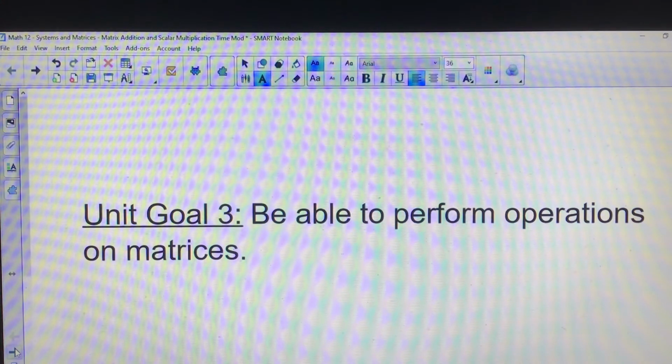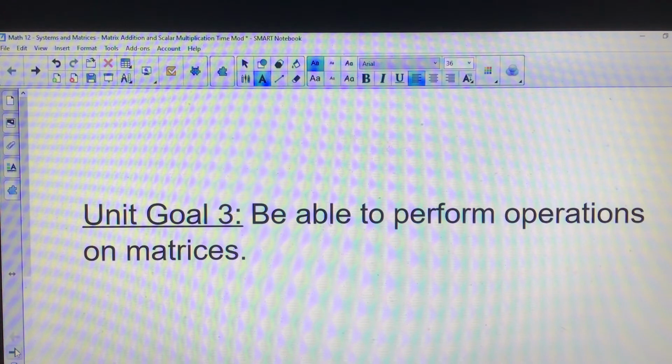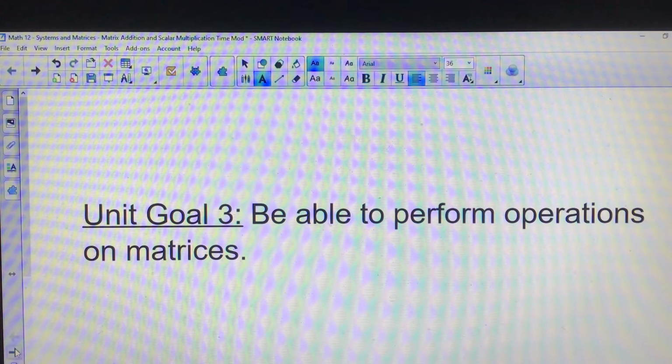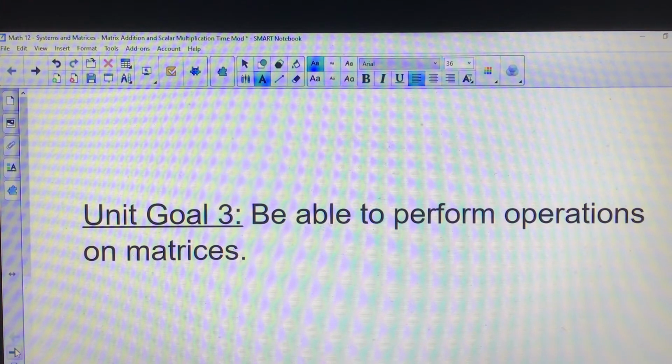All right, in this video, we'll look at unit goal 3 of the Systems of Equations and Matrices unit we've been working on. Unit goal 3 is about performing operations on matrices. There are basically two big matrix operations we'll go over, matrix addition and matrix multiplication. Matrix multiplication actually gets broken up into two separate types. One type is called scalar multiplication, and the other type is multiplying matrices together. So in this unit, we're going to look at adding matrices together, multiplying matrices together, and doing something called scalar multiplication. I'm going to save the multiplication for the next video.